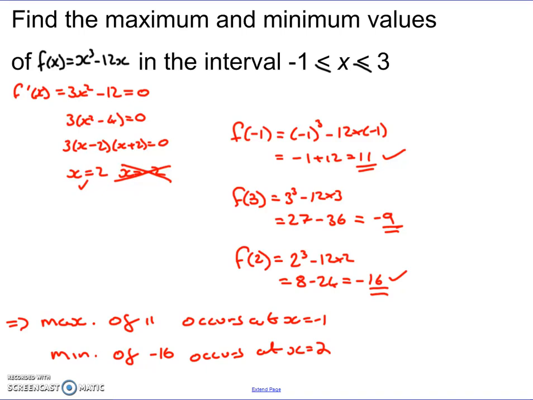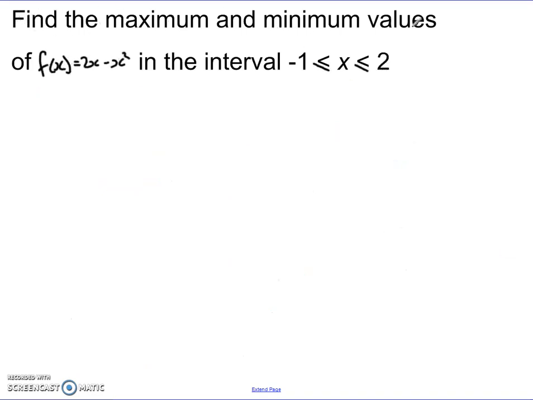Here's another example for you. Find the maximum and minimum values of f of x equals 2x minus x squared in the interval -1 less than or equal to x less than or equal to 2. So again, we have to do the same set of steps. We find our derivative because it could exist on the turning points or the two endpoints of our range. We then calculate the values we need to within the range that we're allowed. So let's look at this.